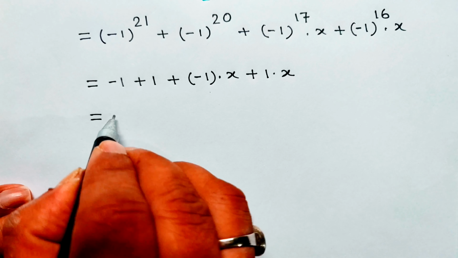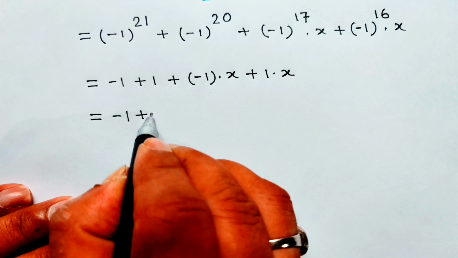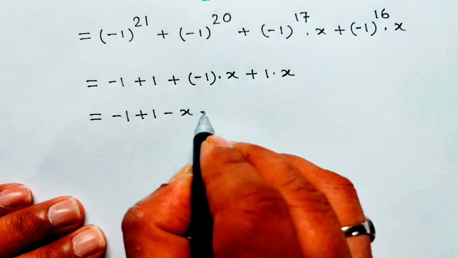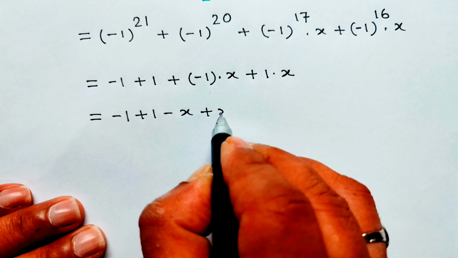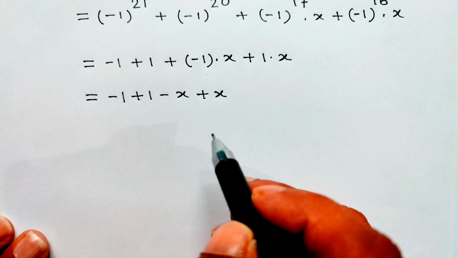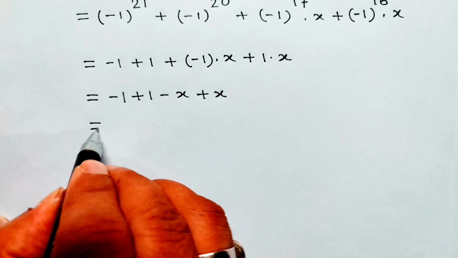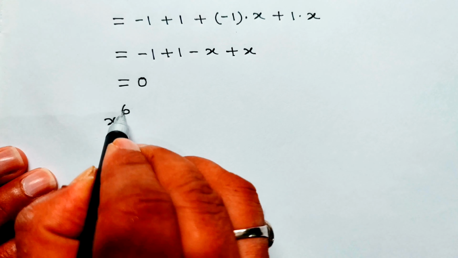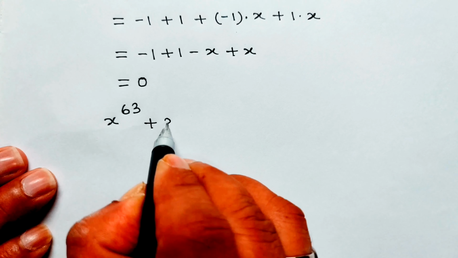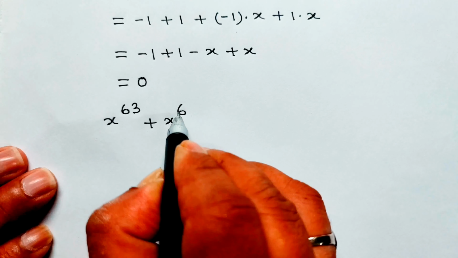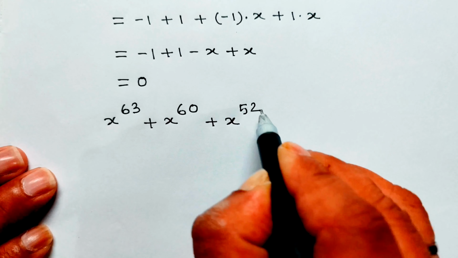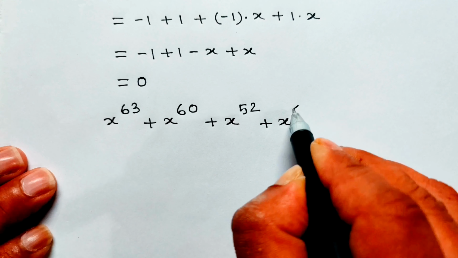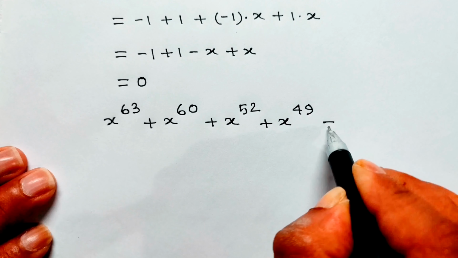Then it equals minus 1 plus 1 minus x plus x. Minus 1 plus 1 cancel, minus x plus x cancel. Then it equals 0. Then x to the power 63 plus x to the power 60 plus x to the power 52 plus x to the power 49 equals 0.